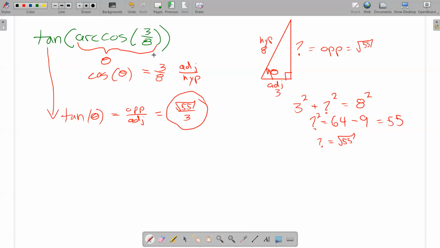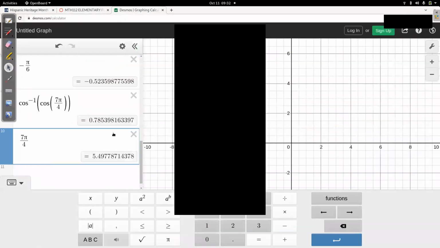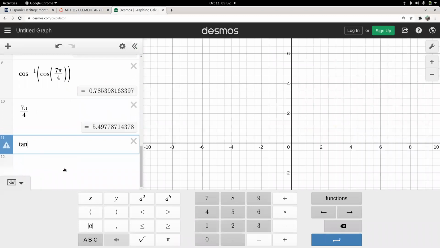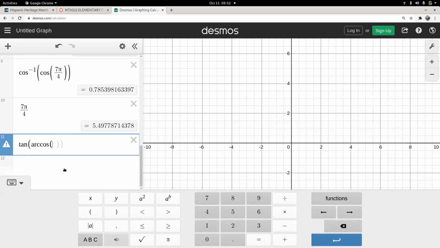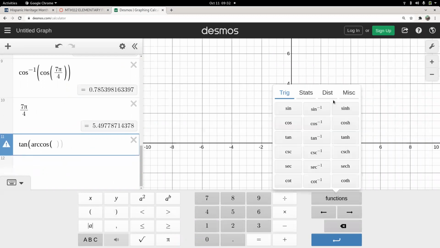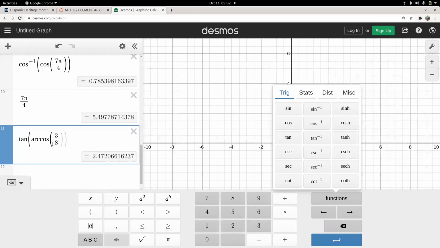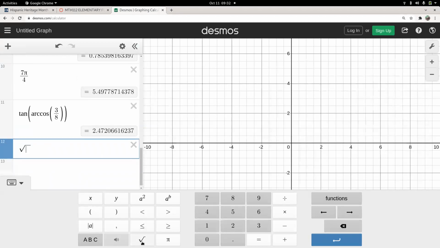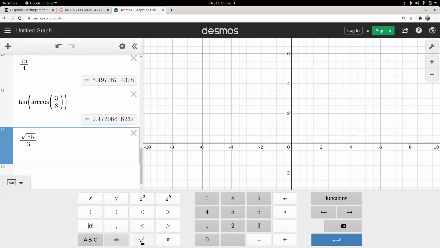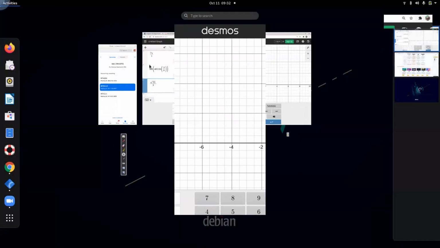Let's check it on a calculator. So we want the tangent, and on this calculator, I can just type arc cosine, or I could have gone into the function menu and selected inverse cosine, same thing. And then I had 3/8. And the claim is that's about 2.47-ish. And I believe that should be the same thing as the square root of 55 over 3. And I should expect to get the same exact decimal value. Calculator agrees with my math.